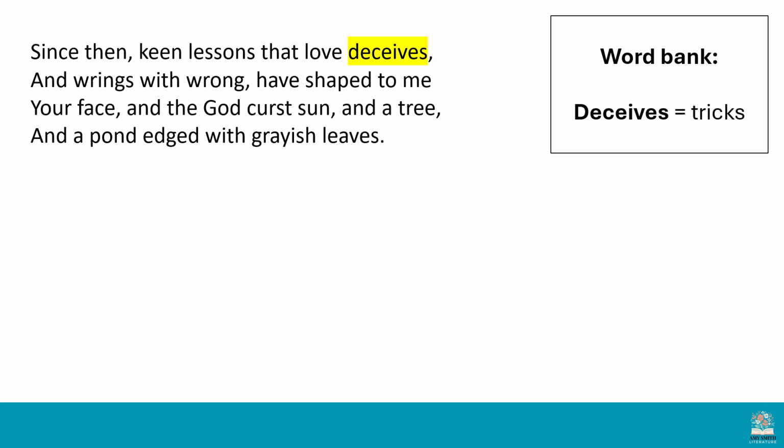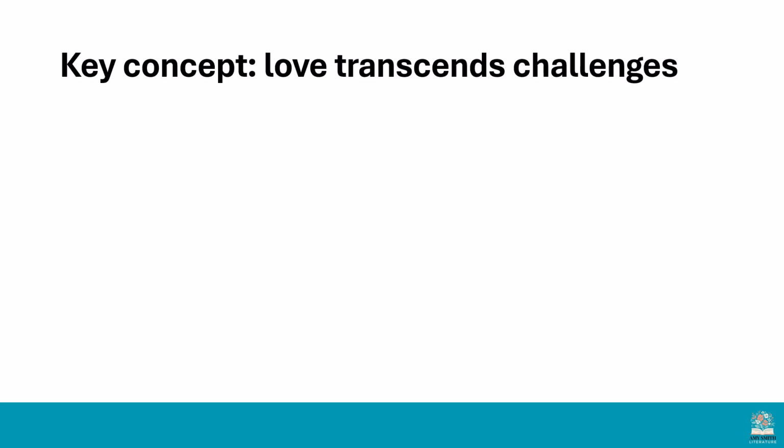He says that in the second line, it rings with wrong. Imagine wringing out a damp cloth or something, and the speaker feels as if he's been emotionally wrung out by this breakup. He talks about your face, and then he goes back to the start of the poem, the God-cursed sun. Remember that opening stanza, chidden of God, the God-cursed sun, the tree, a pond edge with greyish leaves. So again, we've got this sense of decay.